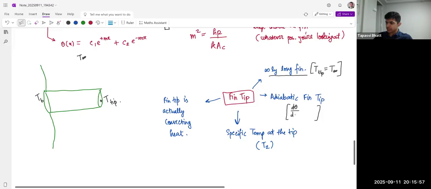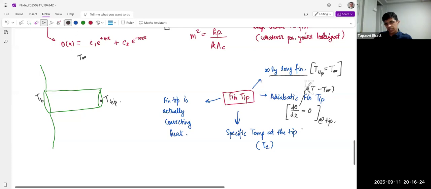In that case, we can say d theta over dx, because at the tip the temperature is not... Why am I saying theta? Theta is T minus T infinity. Let's erase this.